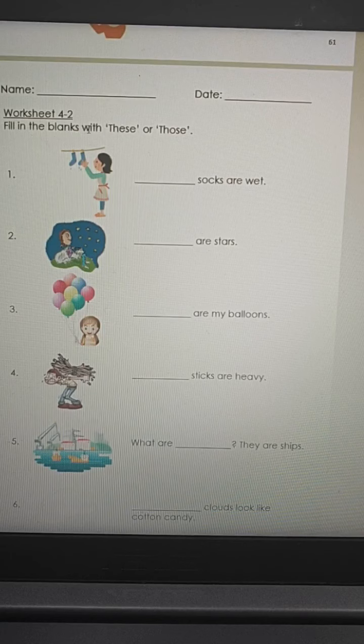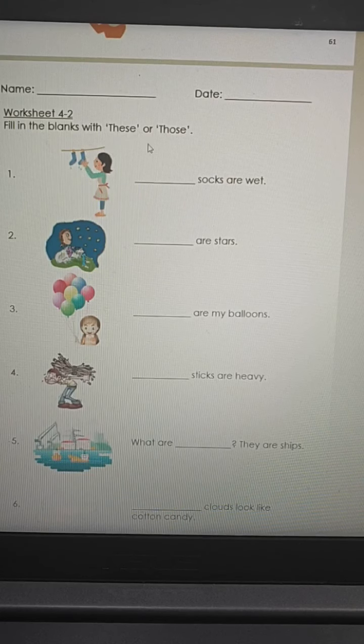And now we have to fill in the blanks with these or those. So these or those are for plural, right? So plural means for many objects. So these is for near, those is for far. So the first one, socks are wet. So the girl is here, the socks are here. So are they near or far? Near, right? Because you see the girl is drying the socks. So you write, these socks are wet.